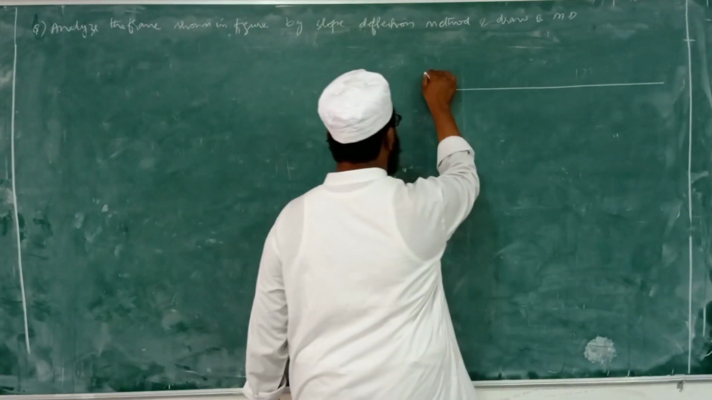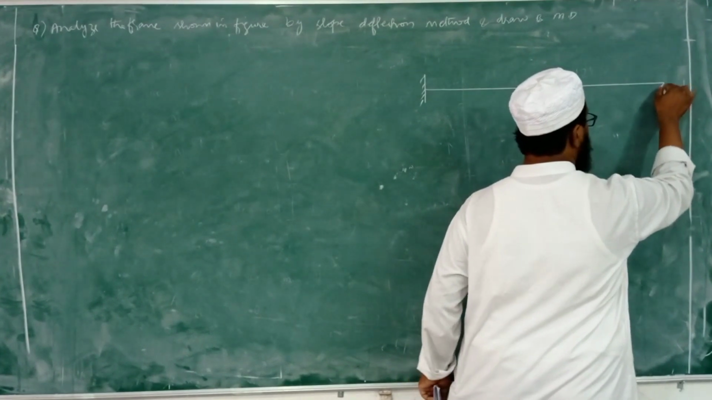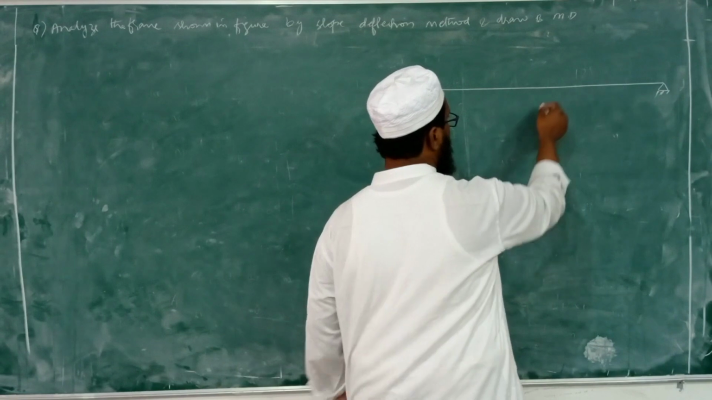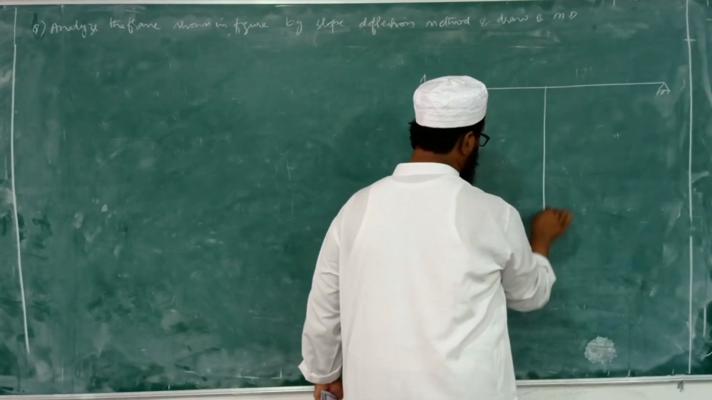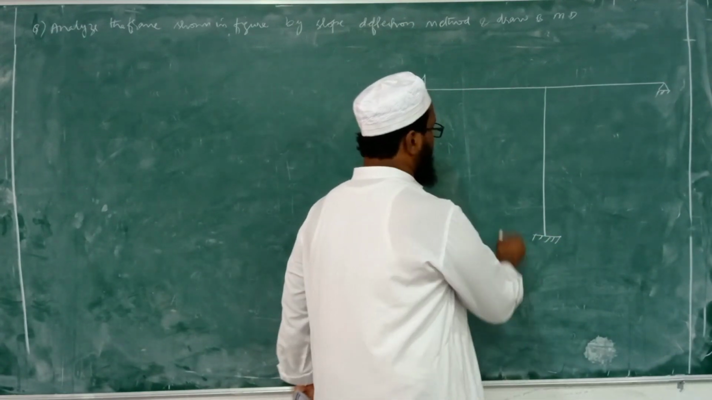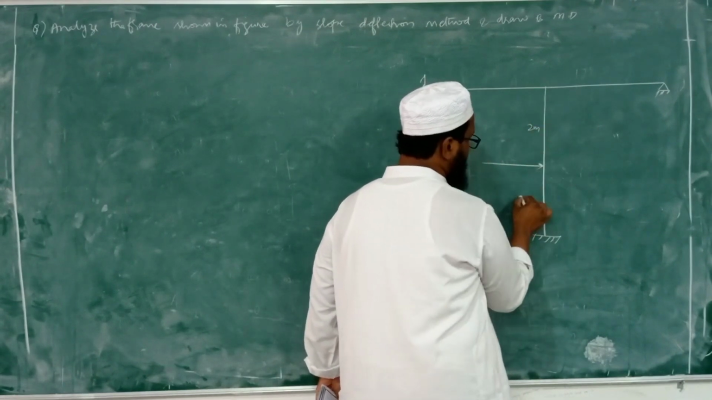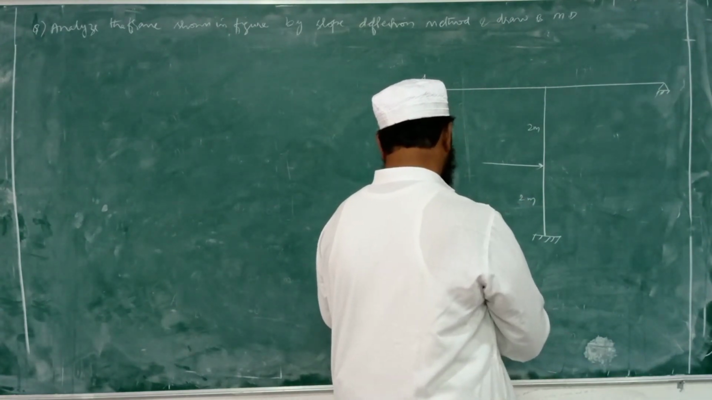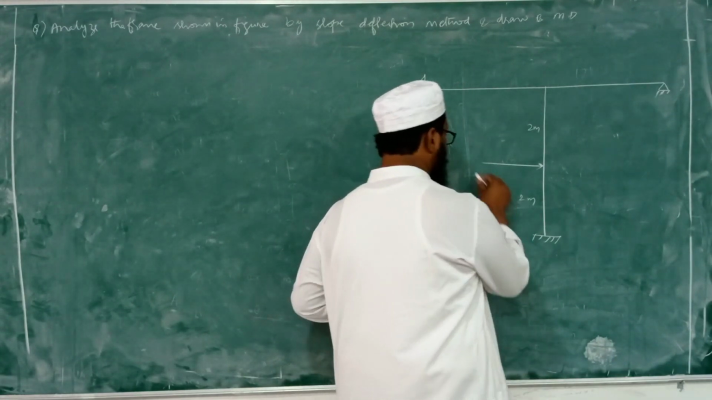So the frame is like this. We have a simple support at the corner, and along with that we have a column here which is at a distance of 4 meters from here. Okay. And we have a central point load acting like this. This is 2 meter, and the load for BD is 20 kilonewton.